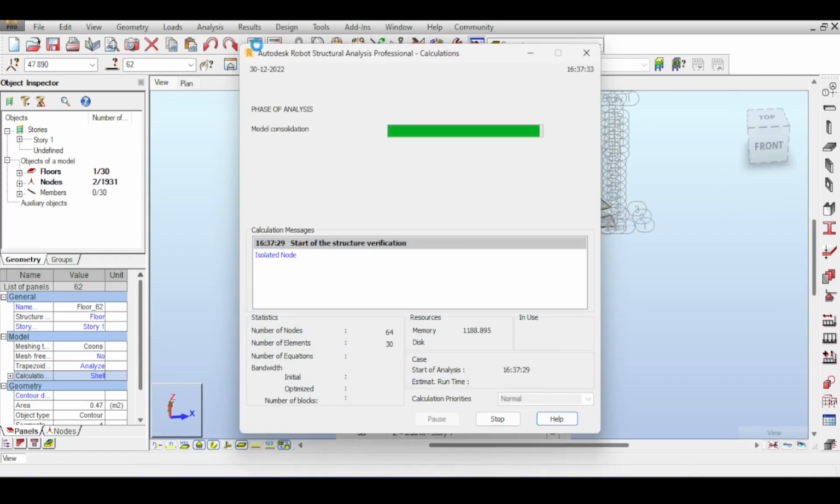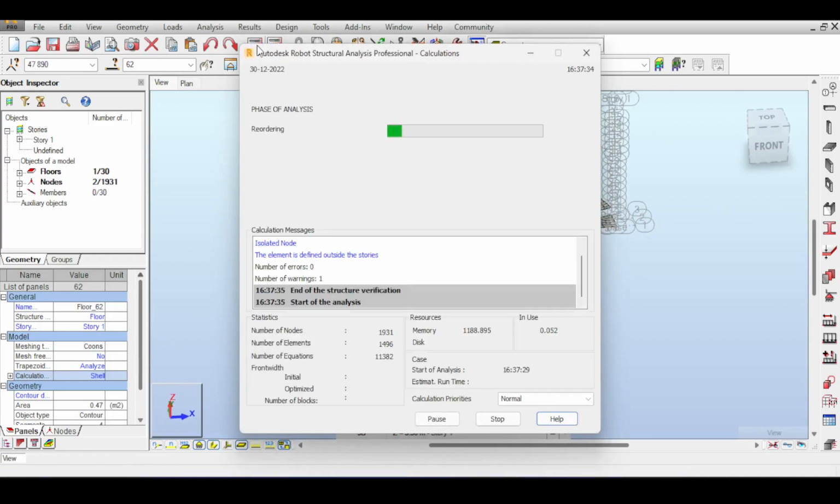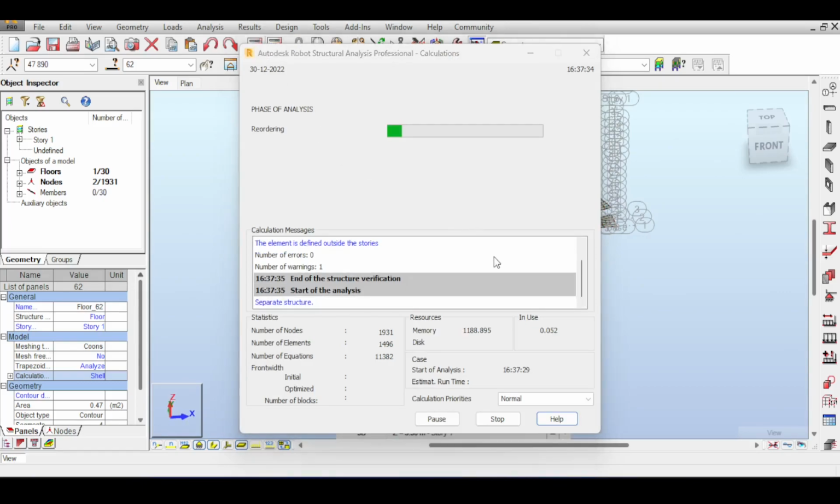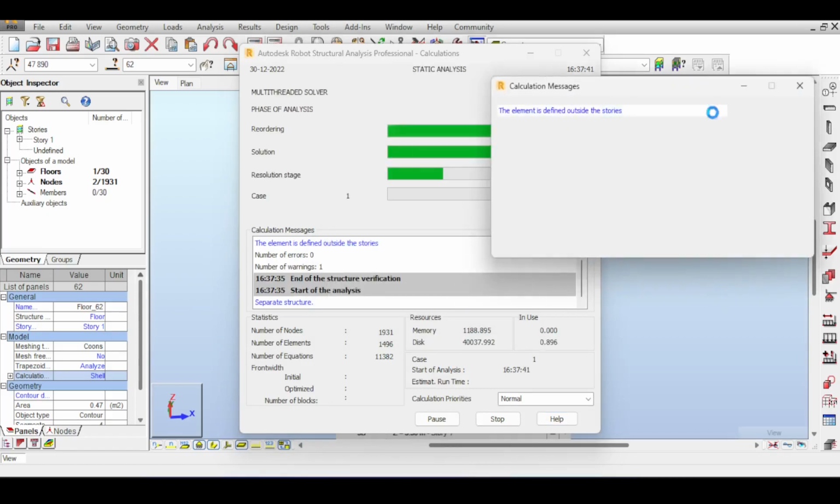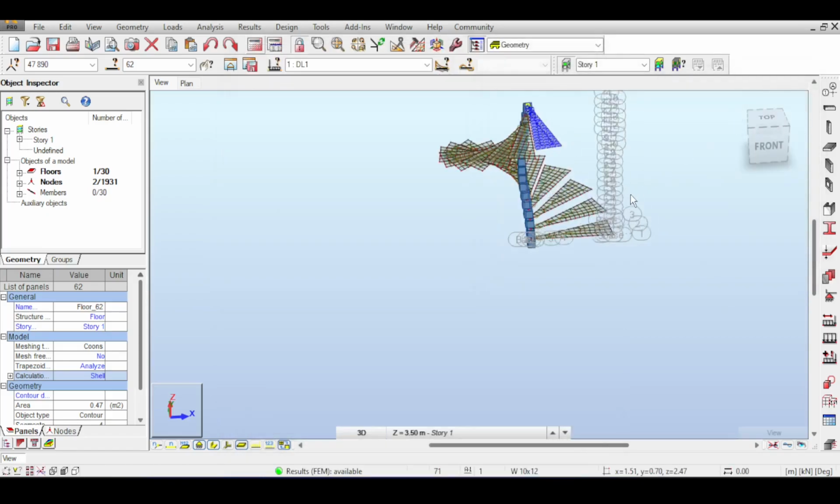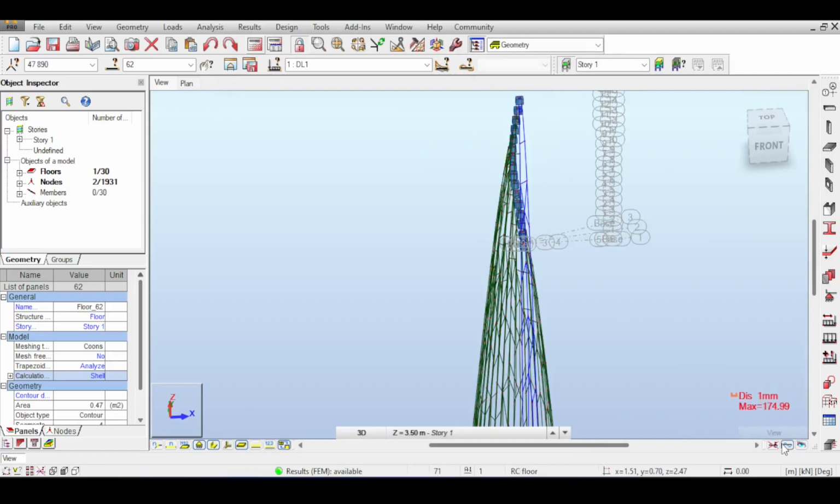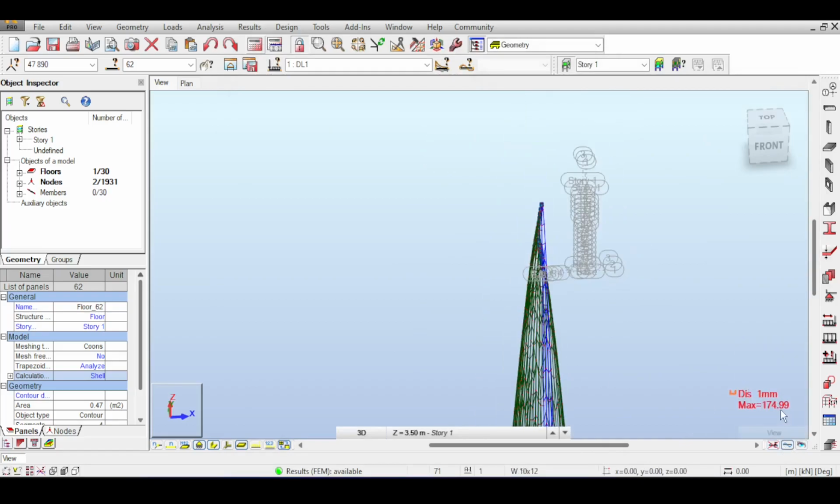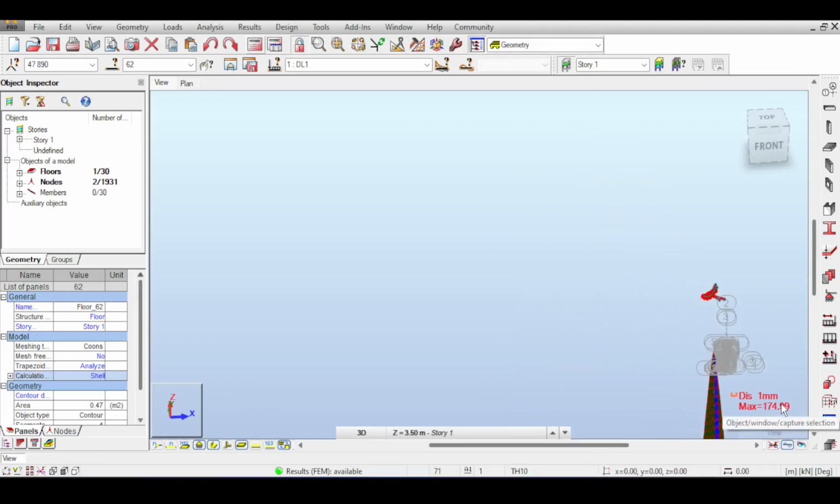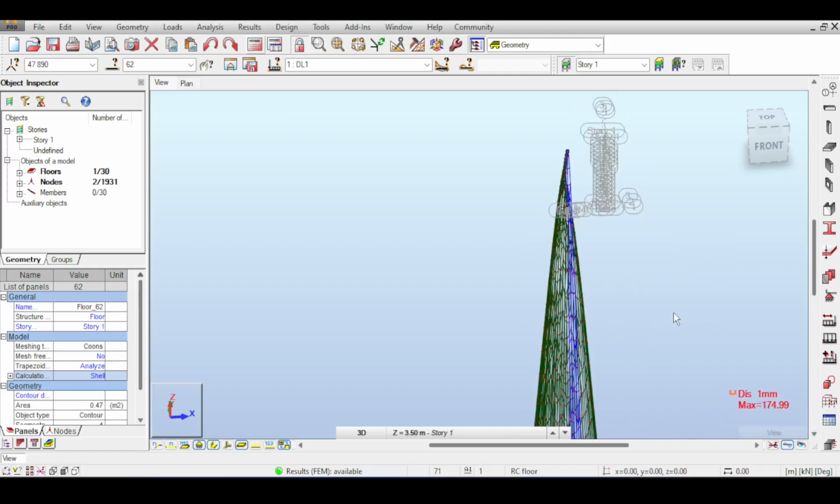Of course, you don't have only one separate structure. You have tons of separate structures. This is okay, so no problem. And it should work. Of course, here the deflection, if you open deflection, is off the charts, 174 millimeters. That's a lot. 10 centimeters? That's really a lot.